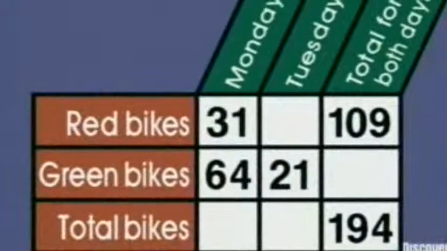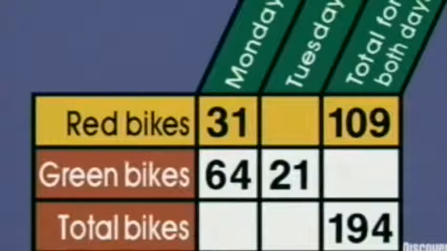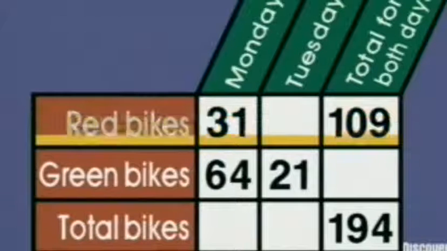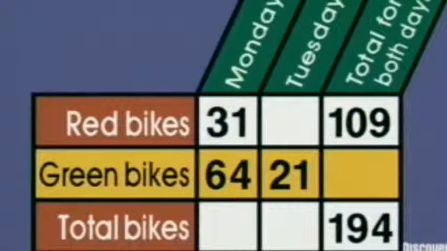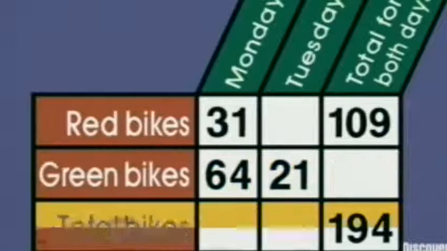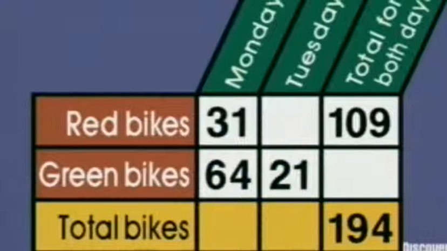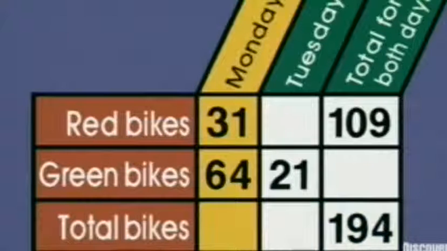Here's a table that shows the red bikes and green bikes that were painted on Monday and Tuesday. Some of the numbers are missing. This row shows the number of red bikes painted on Monday and Tuesday. This row shows the green bikes painted on Monday and Tuesday. The total row shows the total bikes painted on Monday, on Tuesday, and the total of all bikes painted on both days.